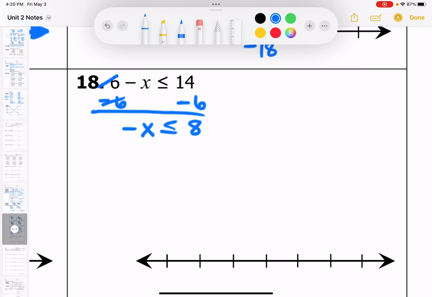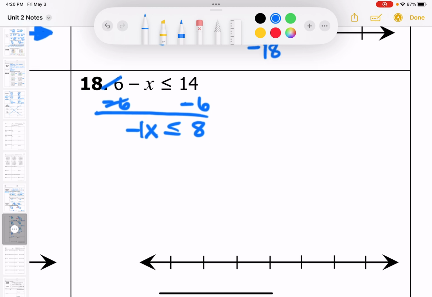Then that negative sign next to x represents a negative 1. So I'm going to divide both sides by negative 1. I'm dividing by a negative number, so my inequality sign is going to flip to greater than or equal to. And then 8 divided by -1 is -8.